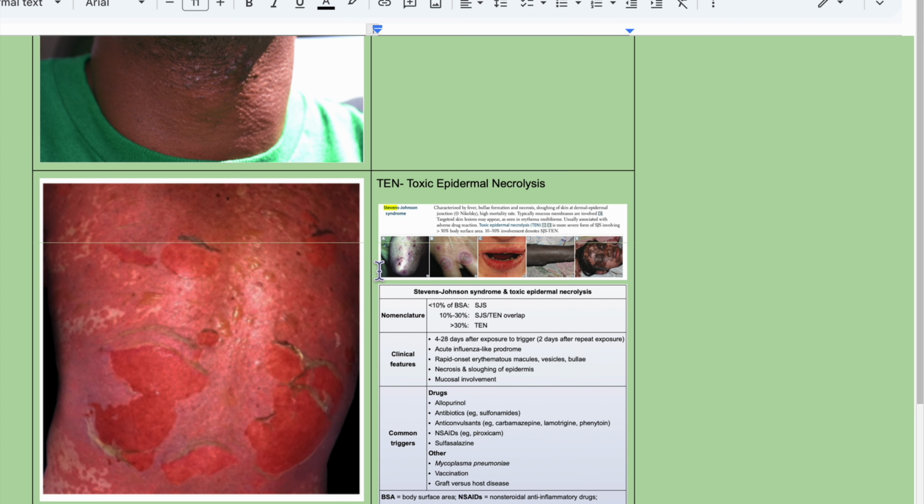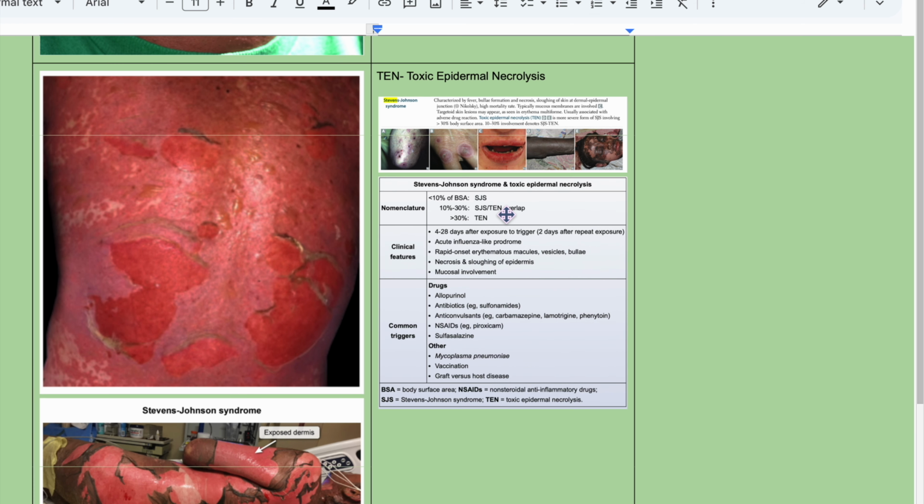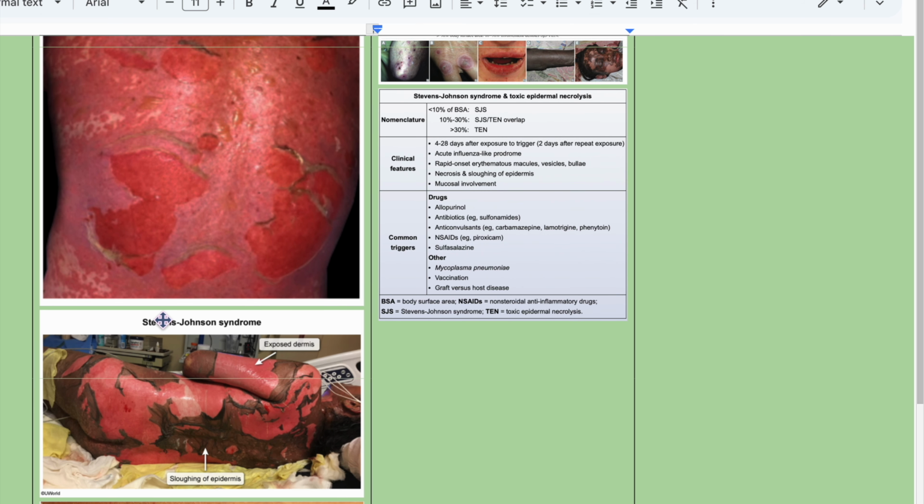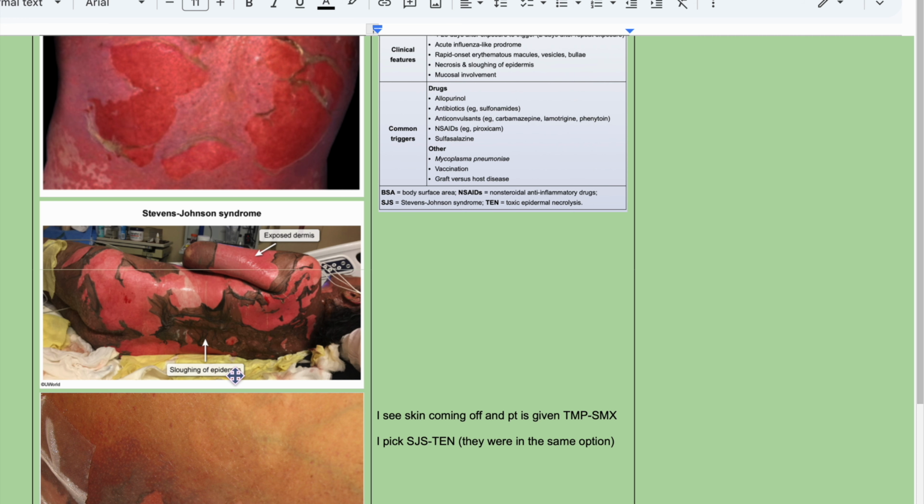Anyways, number 10: toxic epidermal necrolysis. That's Stevens-Johnson syndrome.